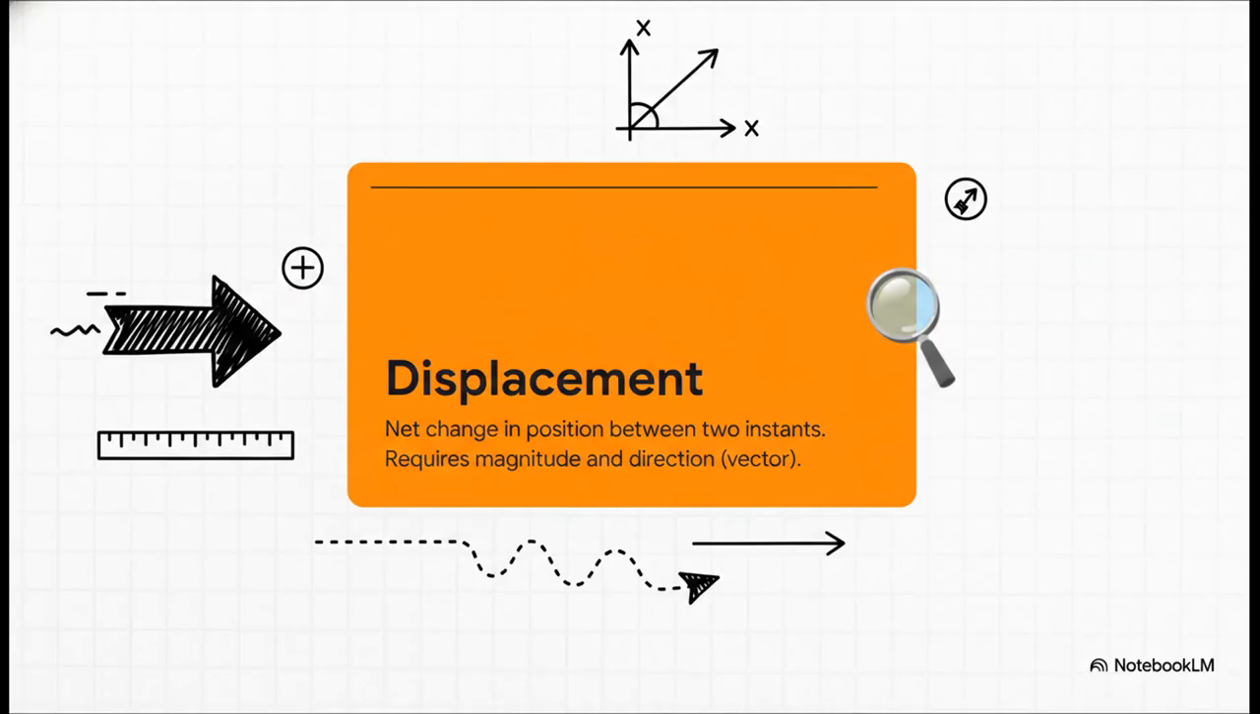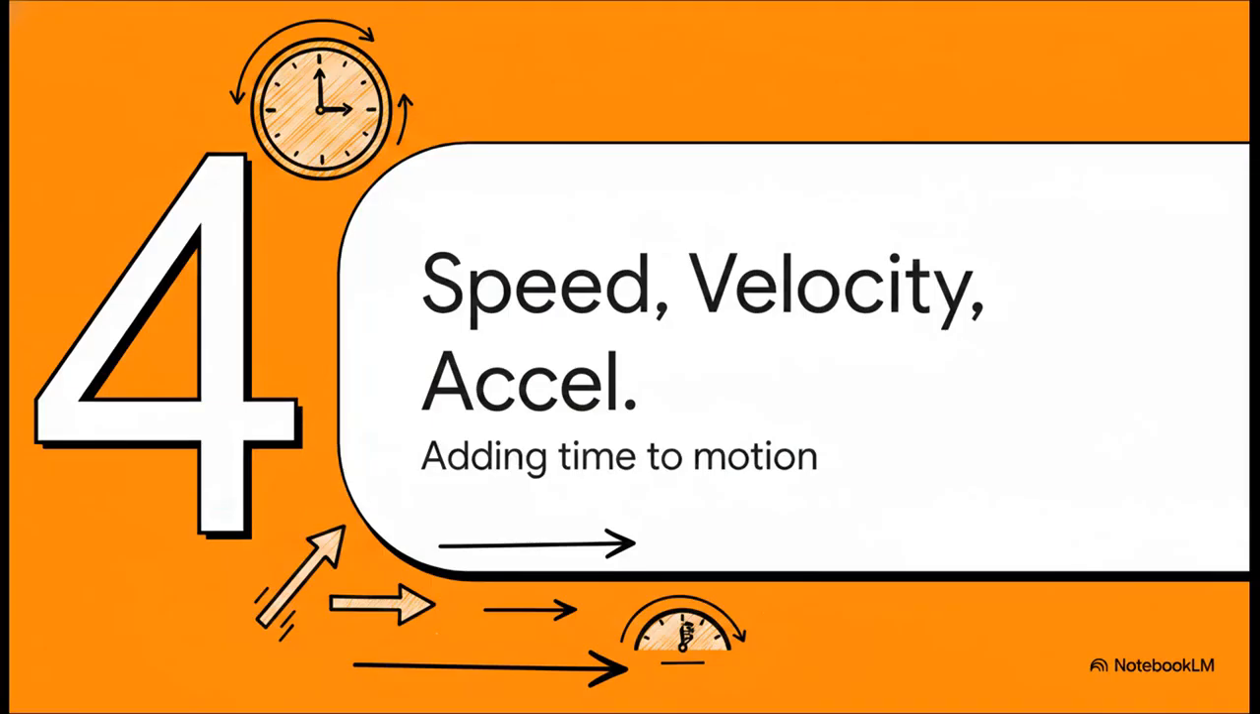So here is the absolute most important takeaway. Displacement is that net change in position. But check this out. It requires a number, which we call magnitude, and a direction. It's what we call a vector quantity. You can't just say 40 meters. You have to say 40 meters in the positive direction. You see, distance is just a plain number, but displacement, it always needs that directional arrow. Make sense, right? Moving on to part 4, speed, velocity, and acceleration.